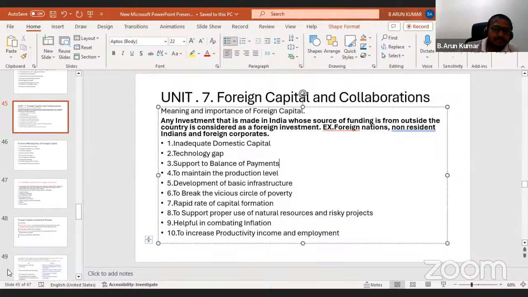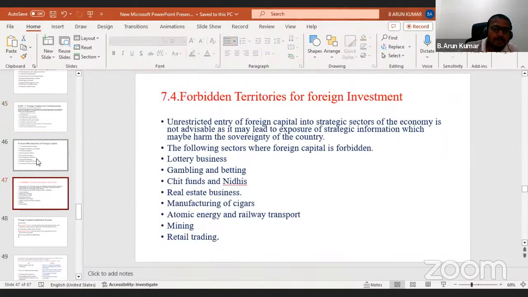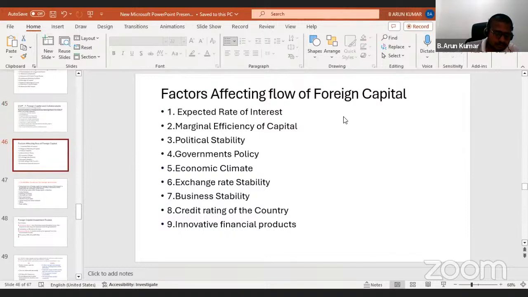Second one is factors affecting the flow of foreign capital. Which factors are affecting it mainly? When foreign institutional investors from outside India think about investing in India, the main thing is the expected rate of interest. That is the expected rate compared to already developed nations versus developing nations.